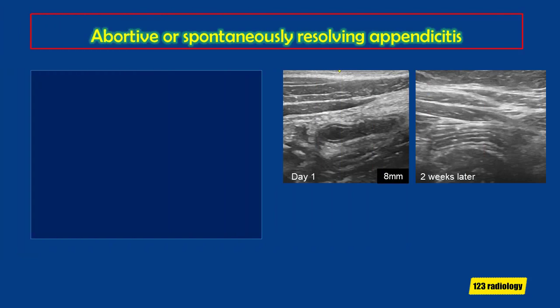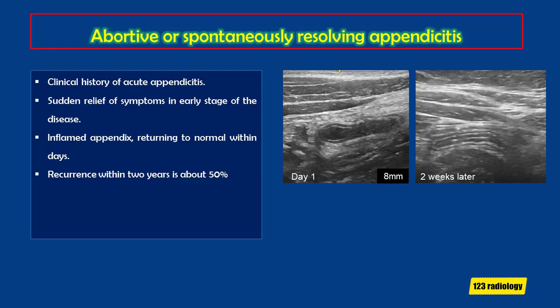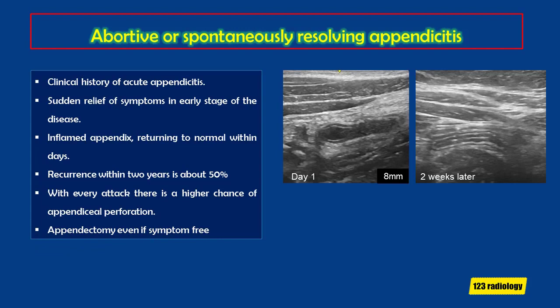Abortive or spontaneously resolving appendicitis. It requires a clinical history of acute appendicitis, and rather sudden relief of symptoms in the early stage of the disease. Ultrasound showed an inflamed appendix, returning to normal within days. Recurrence within 2 years is about 50%. With every attack there is a higher chance of appendiceal perforation. So, our policy is to do immediate appendectomy even if symptom-free.